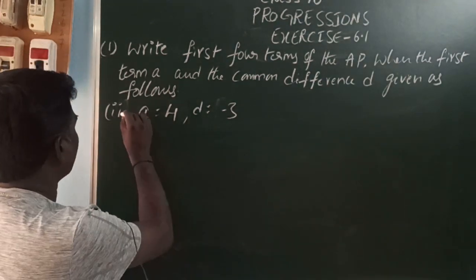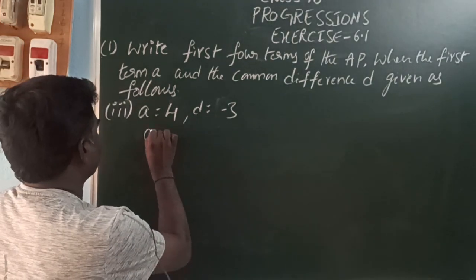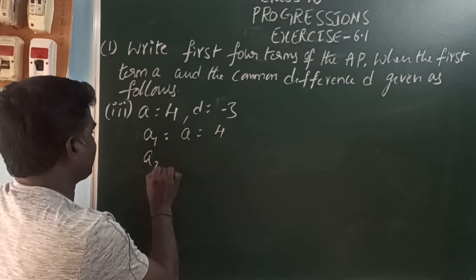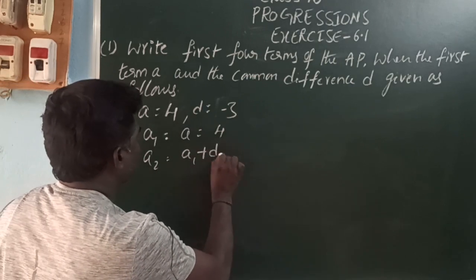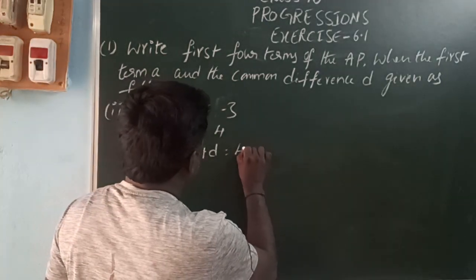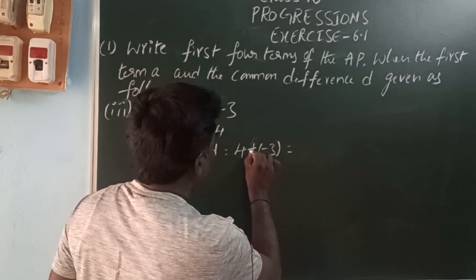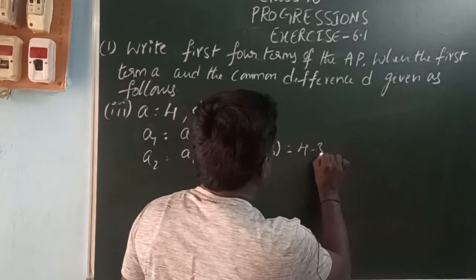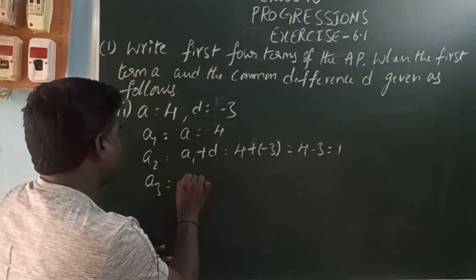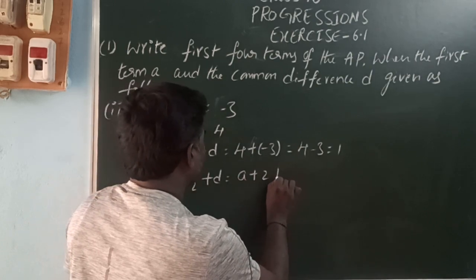Next, third one. A is equal to 4, D is equal to minus 3. So the first term A1 is equal to 4. The second term is A1 plus D, because the common difference is added to the preceding term. So that is 4 plus minus 3. Plus into minus is minus, so 4 minus 3 is 1. Next the third term is A2 plus D, or we can write it as A plus 2D.